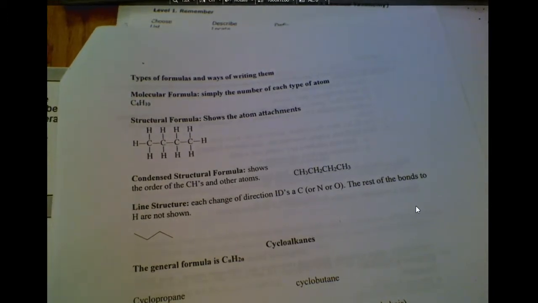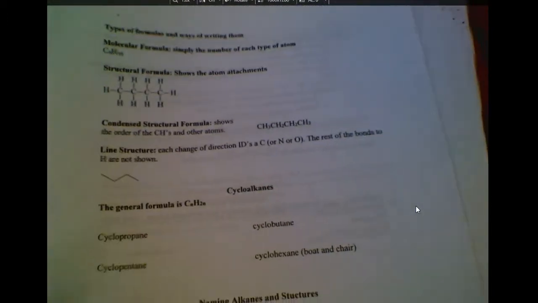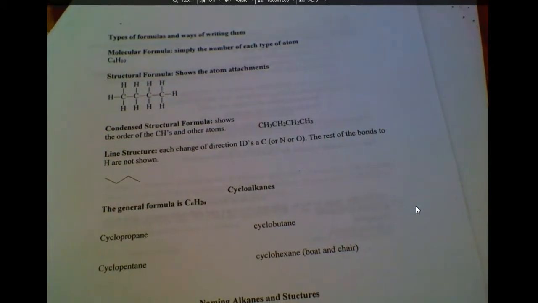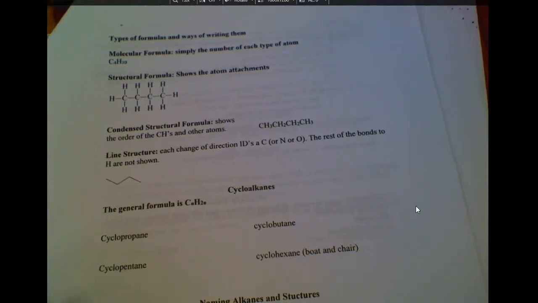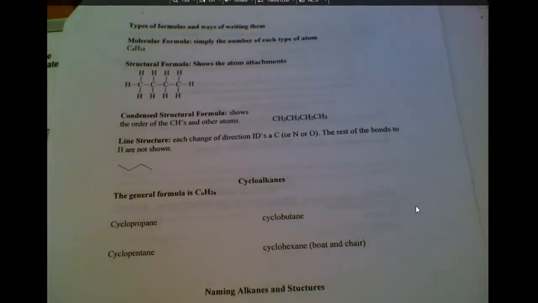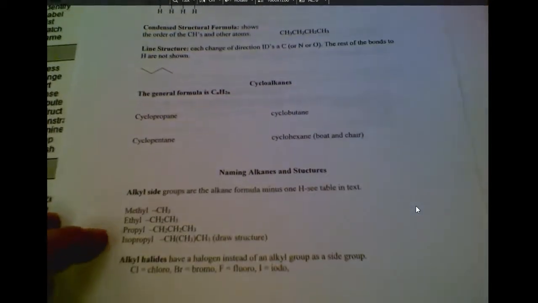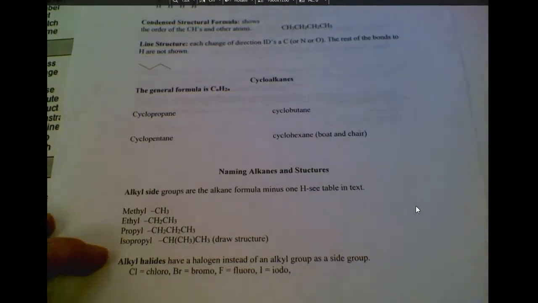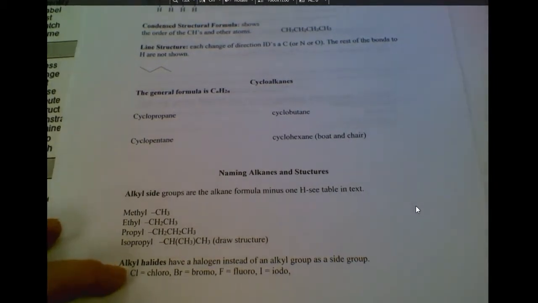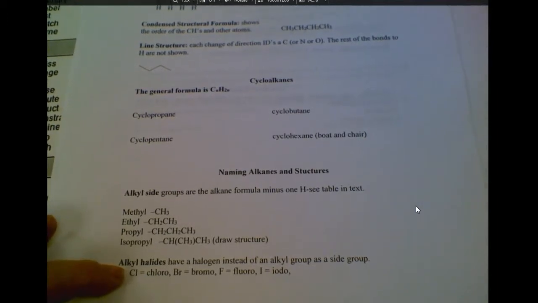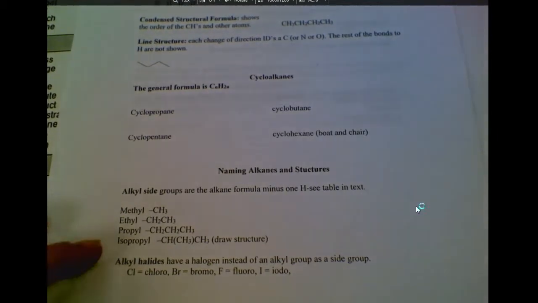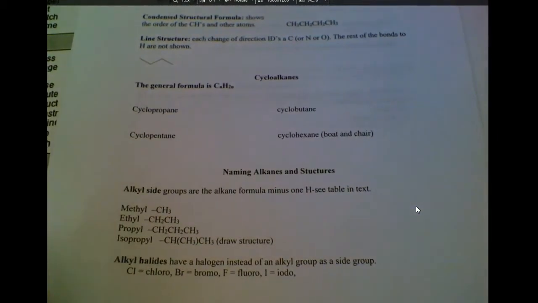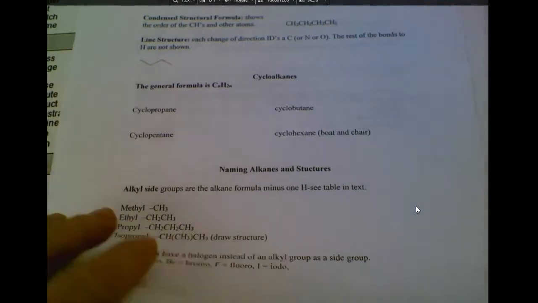And the general formula for a cycloalkane is CnH2n, so it doesn't have a +2 or a +1, it's just CnH2n. And then we've got our alkyl groups, which we talked about in lab. So methyl, ethyl, propyl, isopropyl, and the alkyl halides have a halogen instead of an alkyl group as a side group. So they can have a chlorine, a bromine, a fluorine, or an iodine. So those are all the things out of column 7A that we talked about.